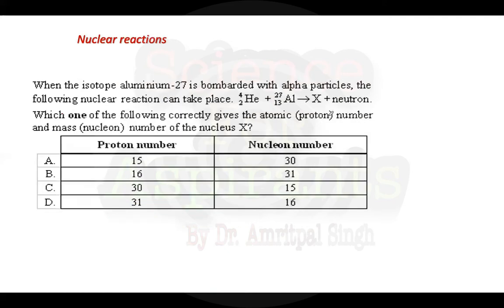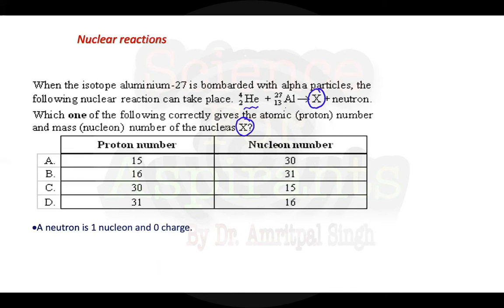So next question is, when the isotope of aluminium is bombarded with this alpha particle, the following nuclear reaction takes place. So we are bombarding this aluminium with this helium alpha particle, and these are our products. So what is the value of this X? What is your answer? So first one is the correct answer.